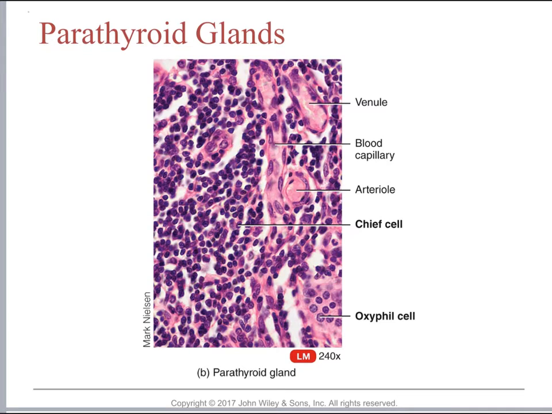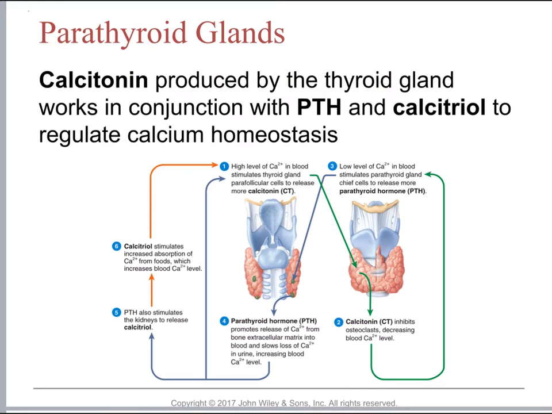A closer look at the histology of the parathyroid gland. Again, we see our chief cells, our principal cells, and hanging off to the side, these clearer, larger oxyphil cells. So we're going to talk a little bit about this antagonistic effect. So let's write these words. These are key words, antagonistic effect. So these are antagonistic hormones. So calcitonin, the antagonist to parathyroid hormone produced by the thyroid gland, works in conjunction with PTH and calcitriol from the kidneys to regulate calcium homeostasis.